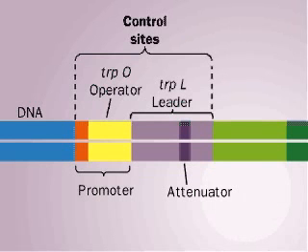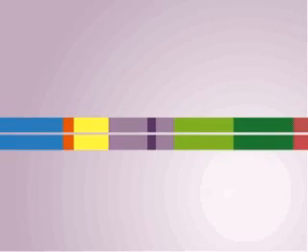Now let's look at the control sequences for the operon. They include a promoter, the binding site for RNA polymerase, an operator, which overlaps the promoter, and a leader gene, trpL, which has an attenuator sequence which we'll also look at soon.